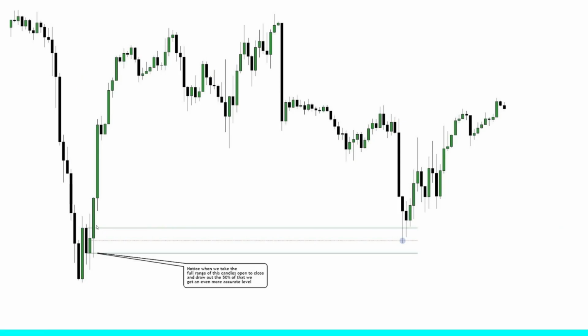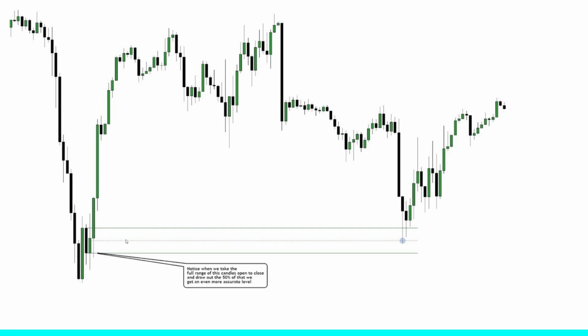Now, when I was talking to you guys about using the 50% of the range, this is what I mean. Typically what we can do is go from, let's say, the candle's open to the candle's close. So this full range here, just the body, not the wicks. Some people use the wicks, right? And again, you guys can go ahead and experiment with that. But I personally like to use the bodies. So this right here is the full range from the open down to the close of this candle.